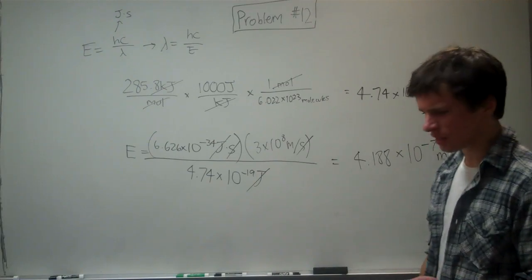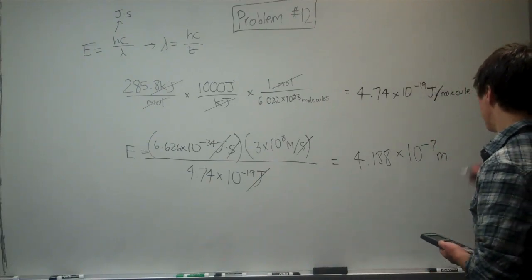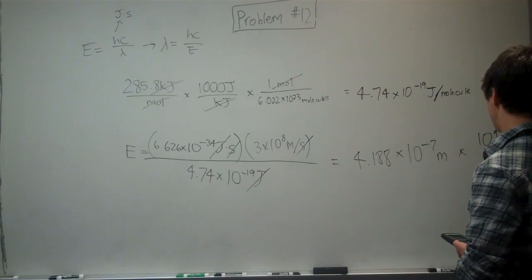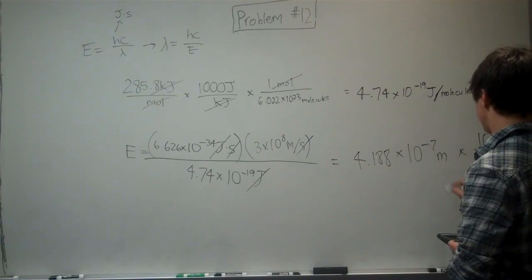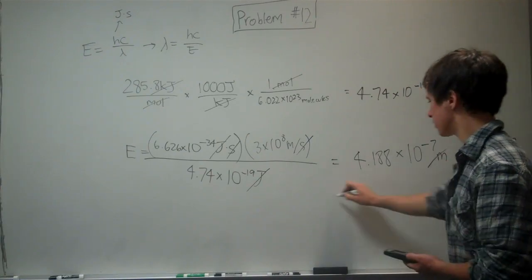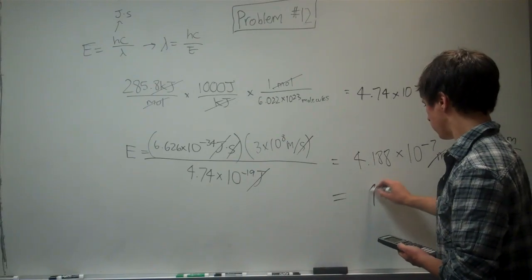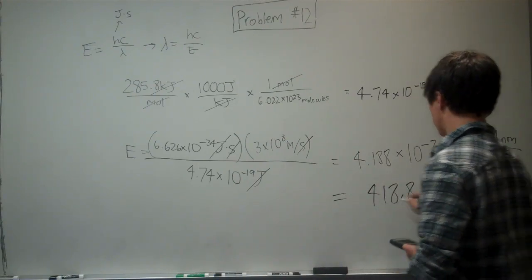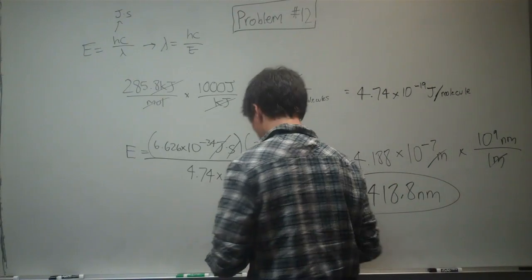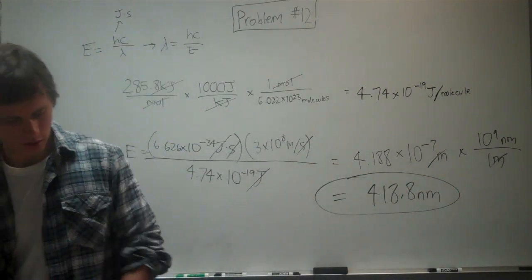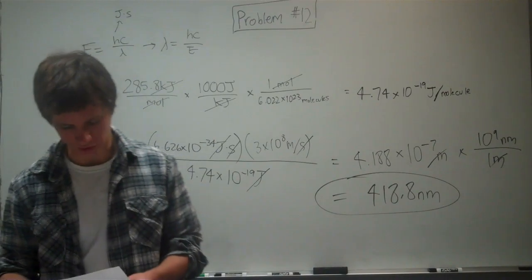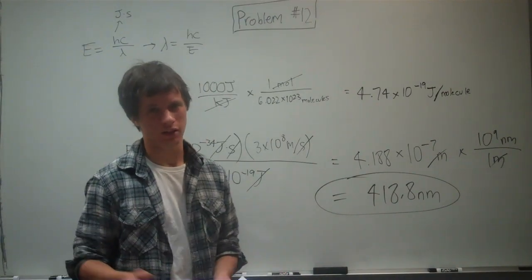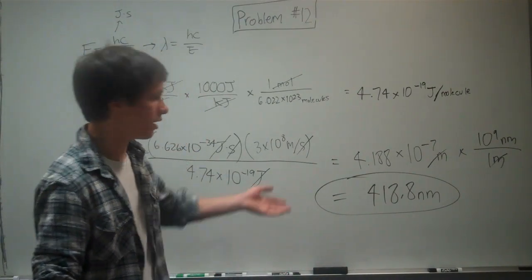Okay? But they wanted it in nanometers, so the conversion for that is just times 10 to the 9 nanometers per 1 meter. And you're going to be left with 418.8 nanometers. So you look at answer choice 1, it says 419 nanometers. That's close enough. So yeah, there's your answer.